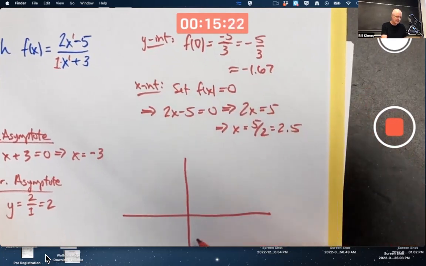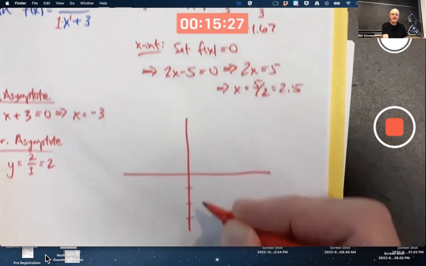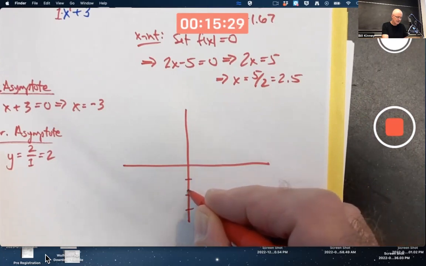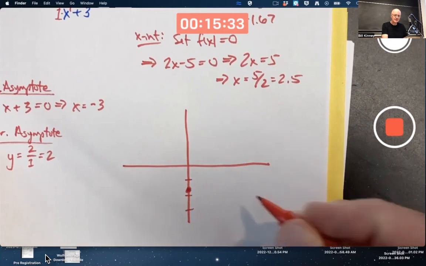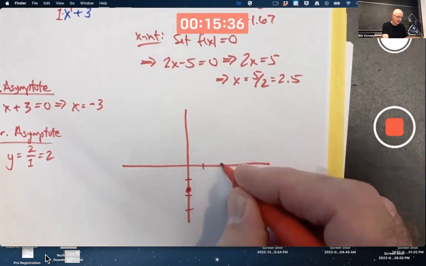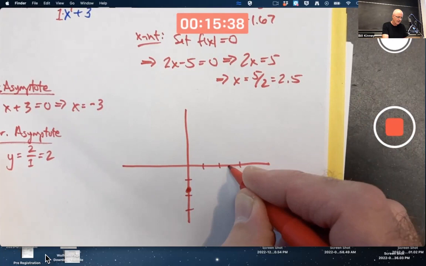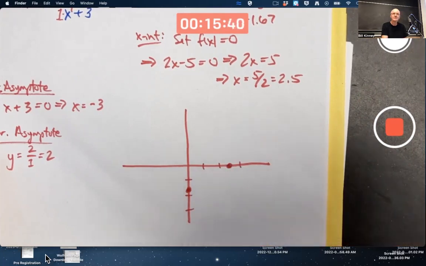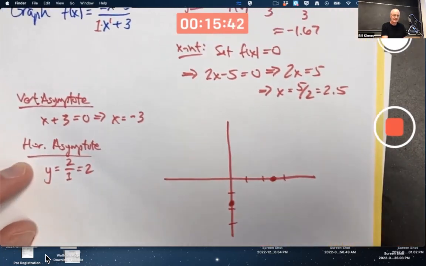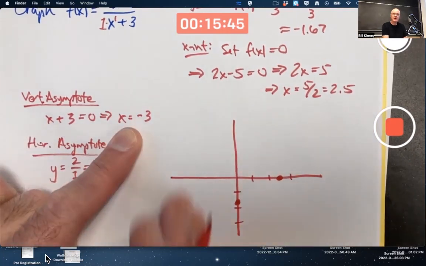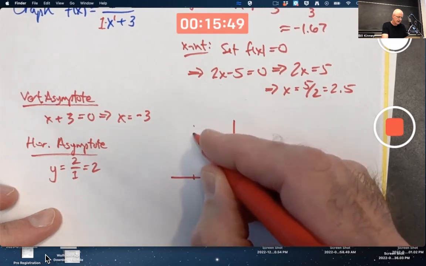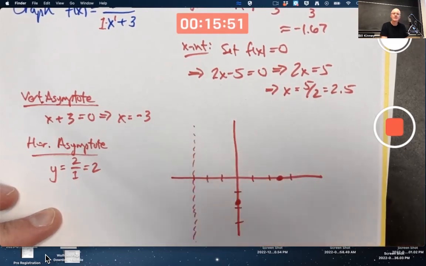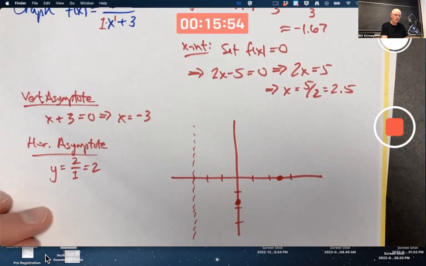The y-intercept is at -5/3. There's -1, there's -2, there's -3. -5/3 would be right about there. The x-intercept is at 2.5. Here's 1, here's 2, here's 3, right about there. Vertical asymptote at x equals -3. That's a vertical line. Here's 1, -1, -2, -3, right about here. Horizontal asymptote at y equals 2.